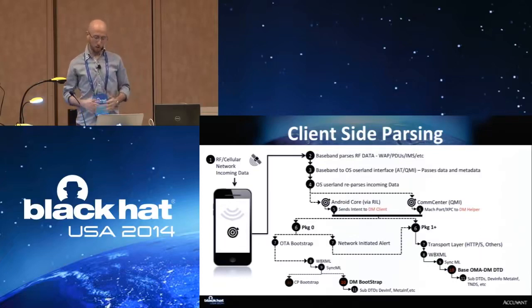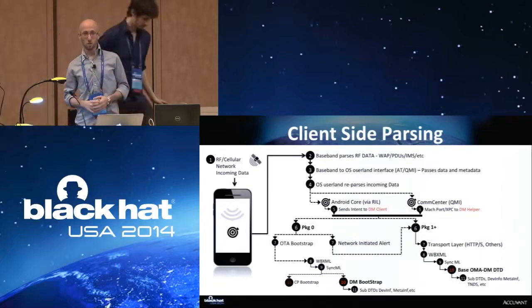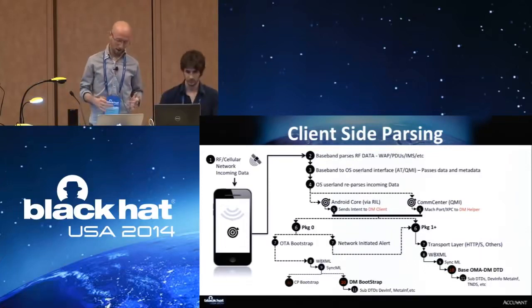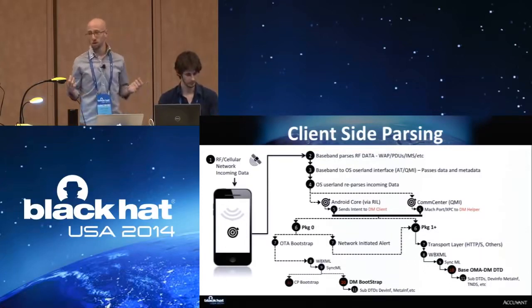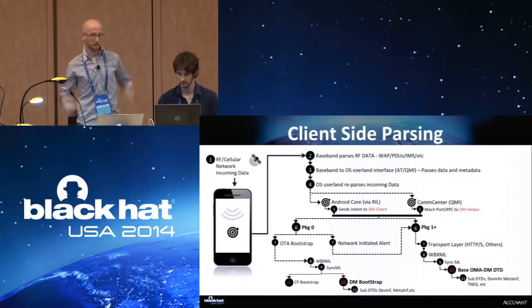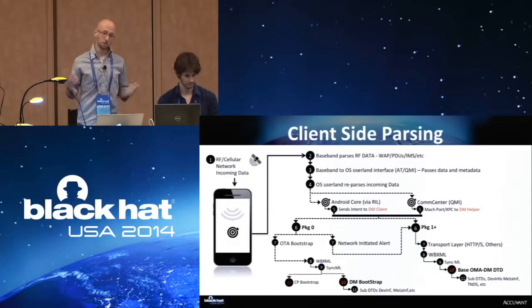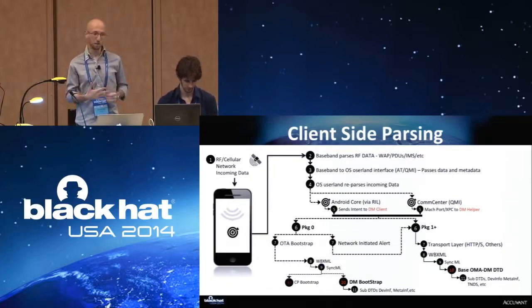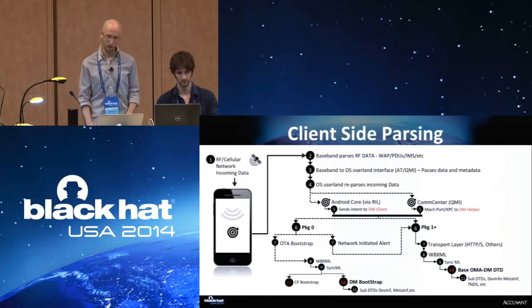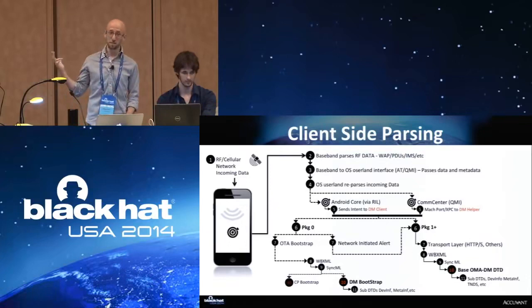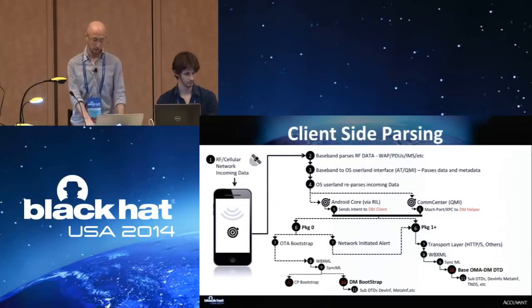From there, we hop into the transport layer. Now it gets a little bit easier to play with because most of the transport layers are HTTPS based. So more or less, WBXML over HTTP. And that'll usually be shot up back to whatever carrier network and back to the carrier servers. Under that, it has SyncML, your base OMADM DTDs, as well as sub-DTDs, such as devinfo, metainfo, TNDS, etc.